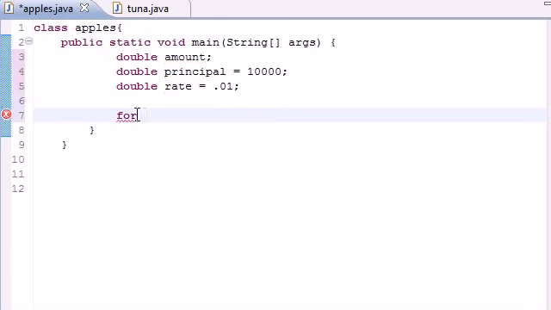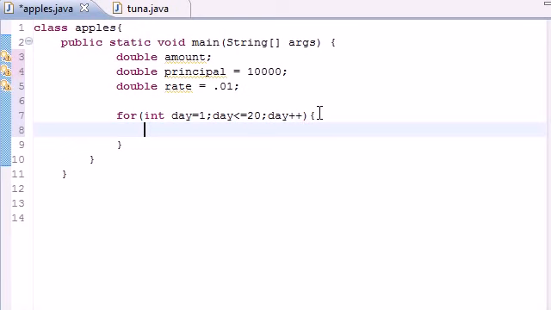All this for loop is going to do is say how long you want to run it for. Let's go ahead, int day, we want to start with the first day, and we want to go to day 20. We can go to whatever we want, just put day less than or equal to 20, and put day plus plus. All this says is start on day 1, give me all the information from day 1 to day 20. That's all this does. Now let's get to the good stuff.